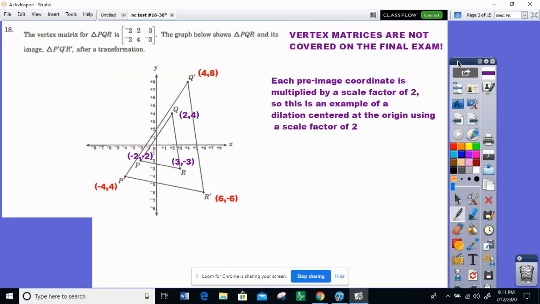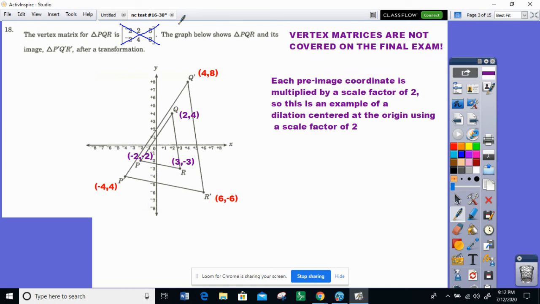Number 18, the vertex matrix for triangle PQR is this. Now, vertex matrices are not going to be covered on the final exam, so we're not going to go over this question in as much detail as we could, but I did want to show you some helpful information that you could have gotten out of this problem.